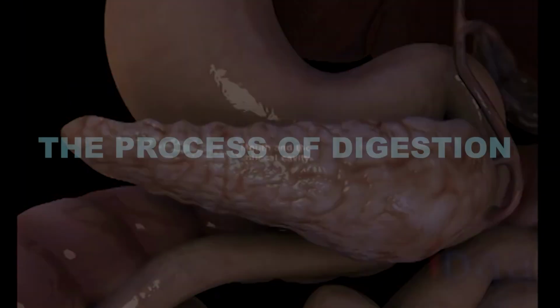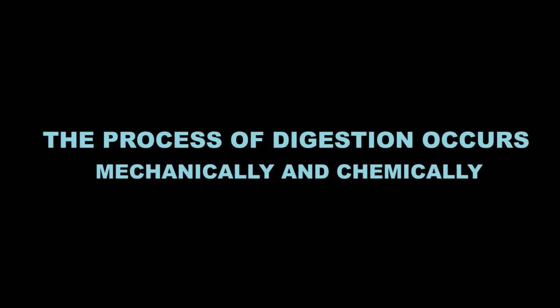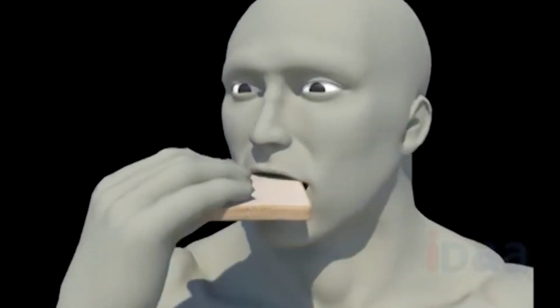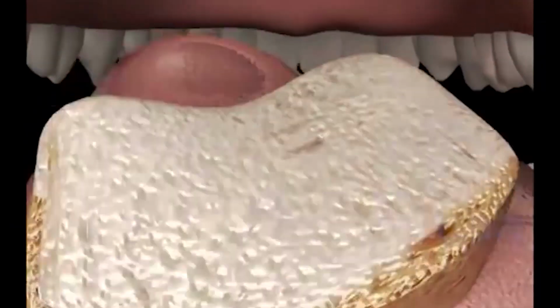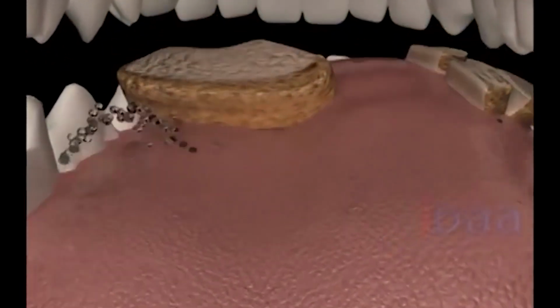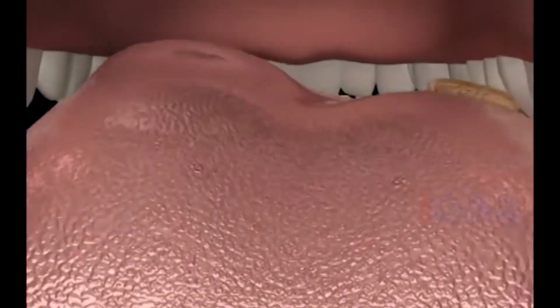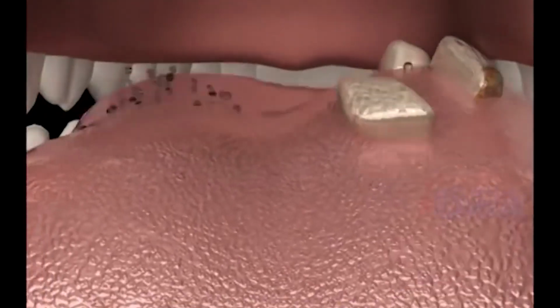Now let's move on to the process of digestion. The process of digestion occurs mechanically and chemically at different stages of the alimentary canal. The first is in the mouth, followed by the stomach, and finally the small intestine. In the mouth, the food is ingested and mechanically broken down by the action of the teeth on it. This is known as mastication. The chewing of food creates a large surface area so that the digestive enzymes can penetrate very well for proper digestion of the food.